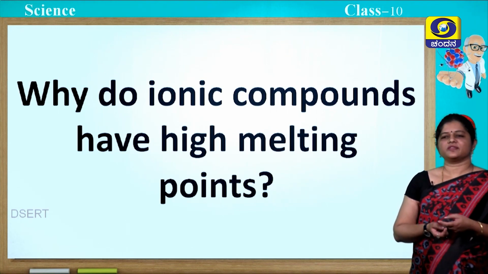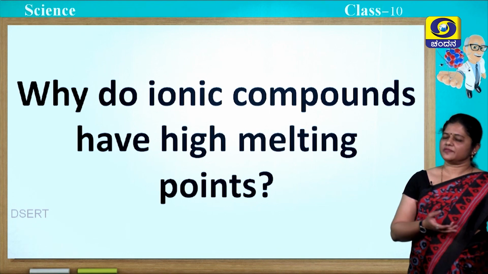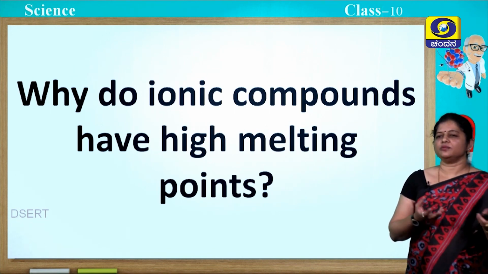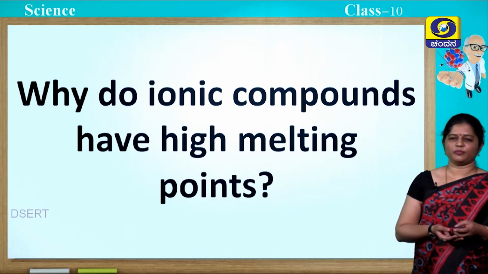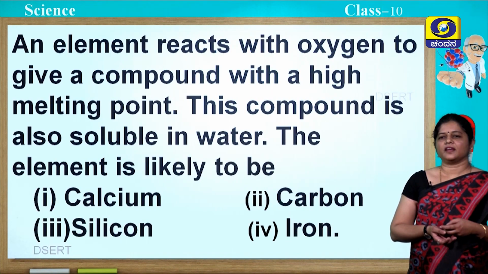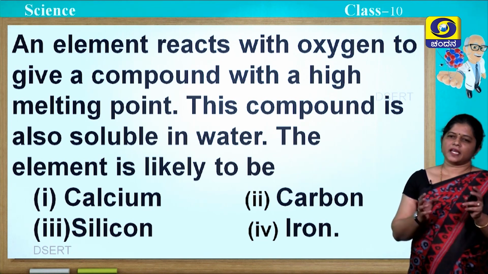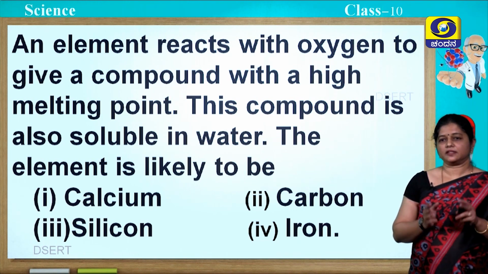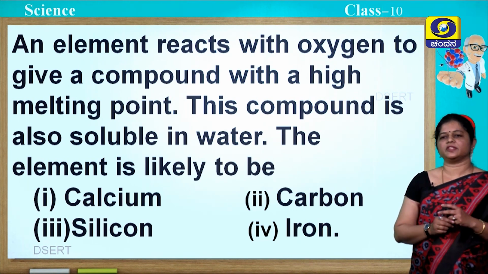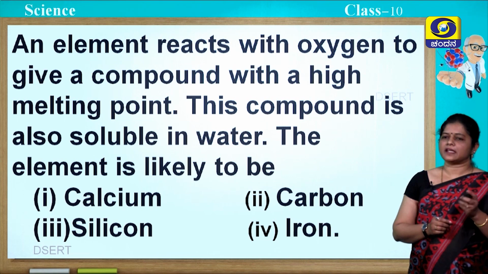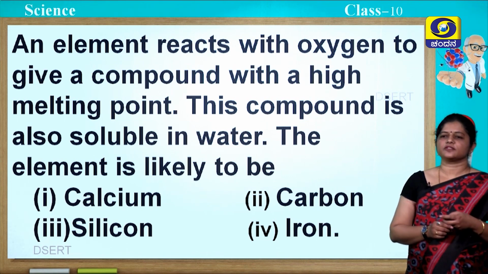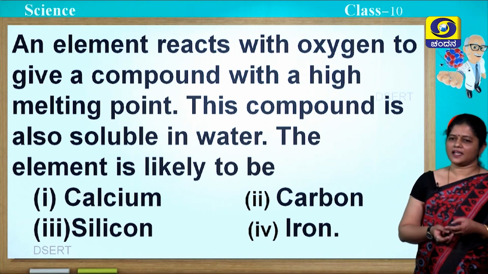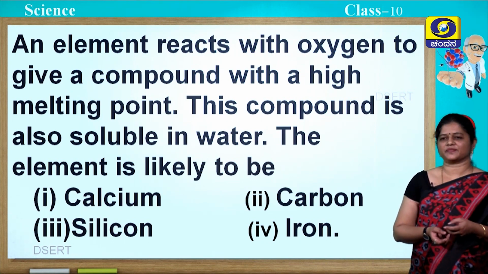Why do ionic compounds have high melting points? This we have already discussed in the lesson. Now, you have to remember and write why ionic compounds have high melting points. There is another question. An element reacts with oxygen to give a compound with a high melting point. This compound is also soluble in water. The element is likely to be, you can choose from the options, calcium, carbon, silicon or iron. Think and answer this question.